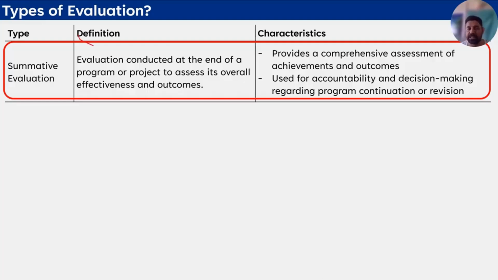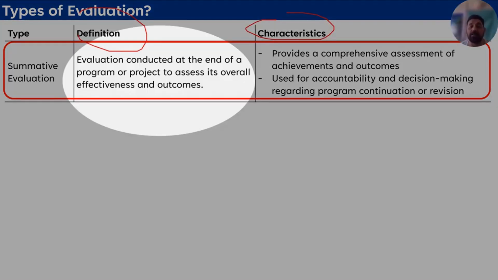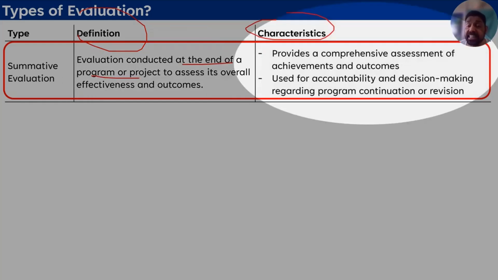Summative evaluation, its definition and its characteristics. So as we discussed, summative evaluation is conducted at the end of the program. What are the key characteristics of summative evaluation? It provides a comprehensive assessment of the achievements and outcomes. Similarly, it is used for accountability and decisions regarding program continuation or revision.